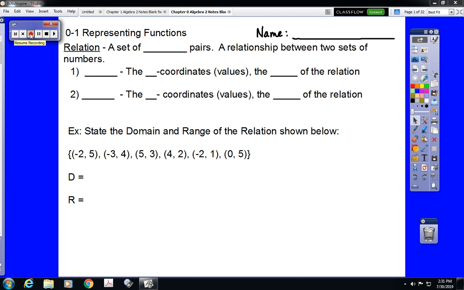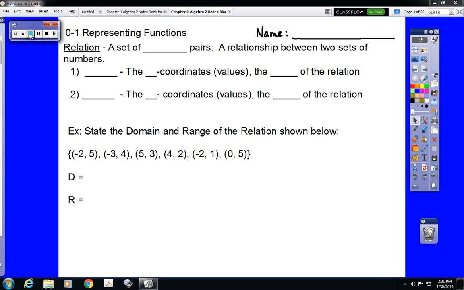Okay, ladies and gentlemen, welcome to the notes for your McGraw-Hill Algebra 2 textbook. These notes will cover Chapter 0, Section 1. There will be 2 videos for this section of Chapter 0. We are not going to be covering the entirety of Chapter 0 in this class, only what I feel is necessary to review before we go into Algebra 2.